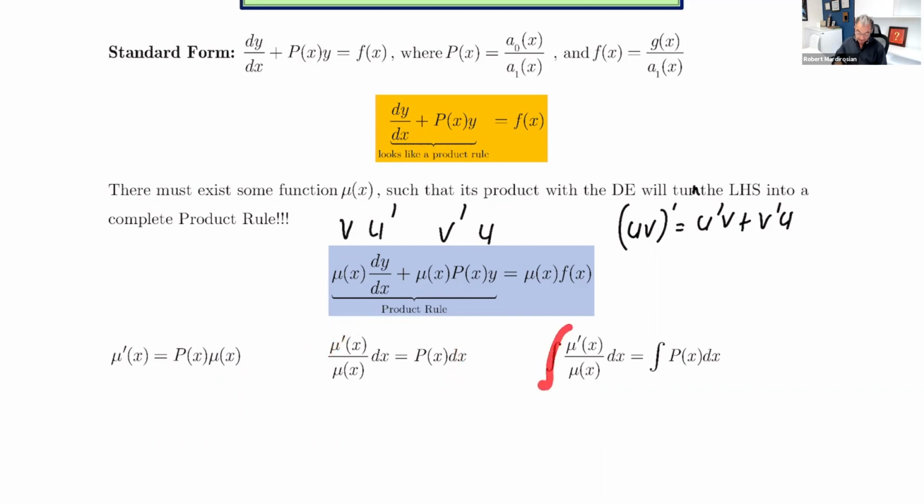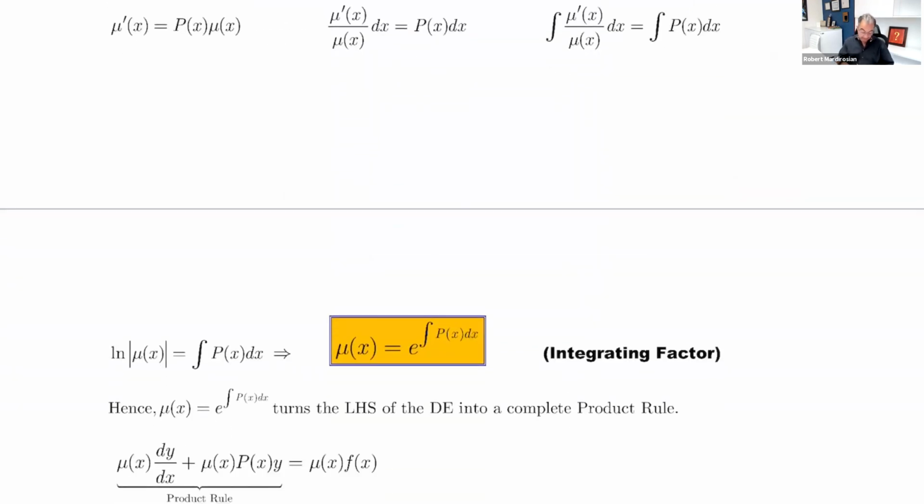So then we can take the integral of both sides of that expression. The integral of mu prime of x over mu of x, we know that's ln. I can leave this side the same as it is. So that becomes ln absolute value of mu of x equals the integral of p of x dx. Now, if you want to solve for mu of x, it is going to be raised to e, or the base is e here. Mu of x is going to be e to the power of the integral of p of x dx. So our goal is to find this, and that's called the integrating factor.